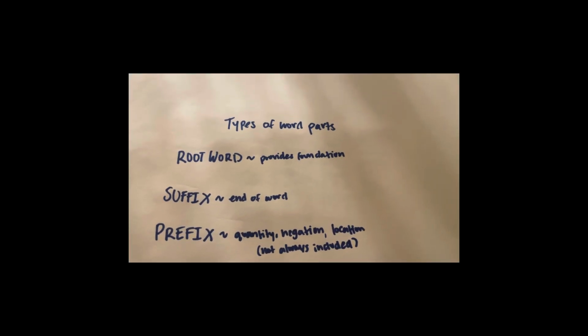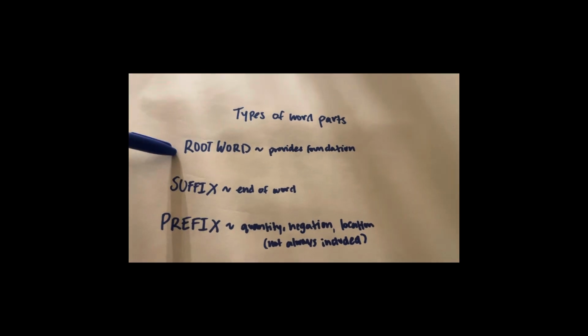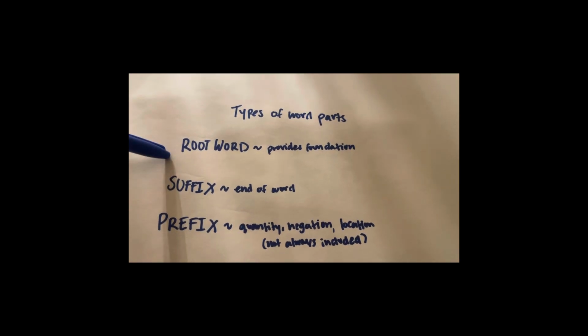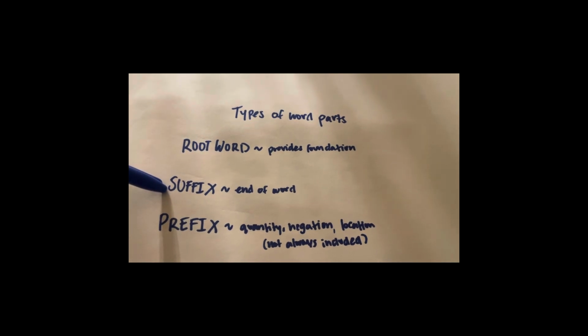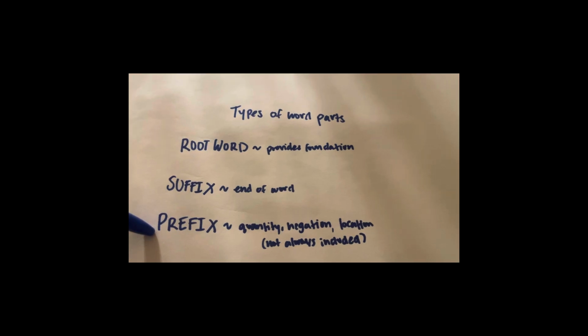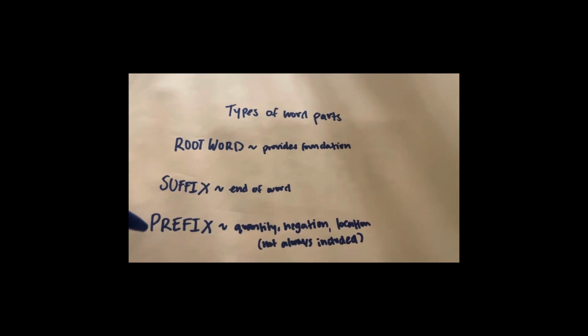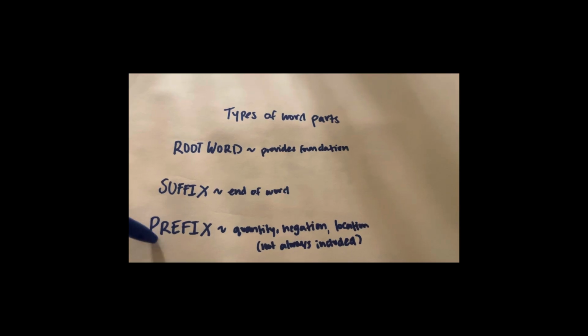So every medical word can be broken down into different sections. So first we have the root word, which provides the foundation and meaning of the word. Then we have the suffix, which is the end of the word. And then we have the prefix, which provides the quantity, negation, and location. However, the prefix is not always included in every word.